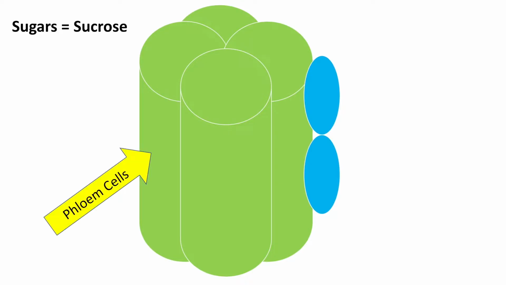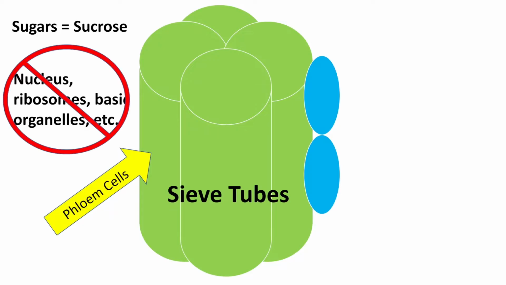These sugars, also known as sucrose, move through phloem cells. Phloem cells look like this and contain two important parts. The first is called the sieve tubes. These cells don't have many of the basic organelles of a normal cell, such as a nucleus or ribosomes. Because of this, they require the help of the second part of the phloem cells, the properly named companion cells. These are cells that attach to sieve tubes and provide them with the help they need to move the aforementioned sucrose through a plant.